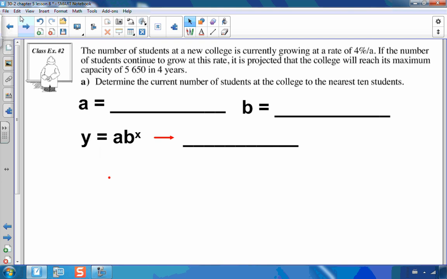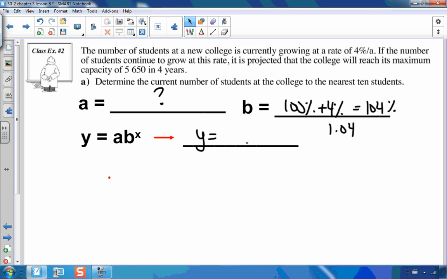Okay, let's try another one. So we have students in a new college, and this college is growing at a rate of 4% a year. So if it's growing at 4%, my base is 100%, all of them, plus the extra 4%, which is 104%, as a decimal 1.04. Now, if the number of students continues to grow at this rate, its projected population will be 5,650 in 4 years. So we want to determine the current number of students at the college.